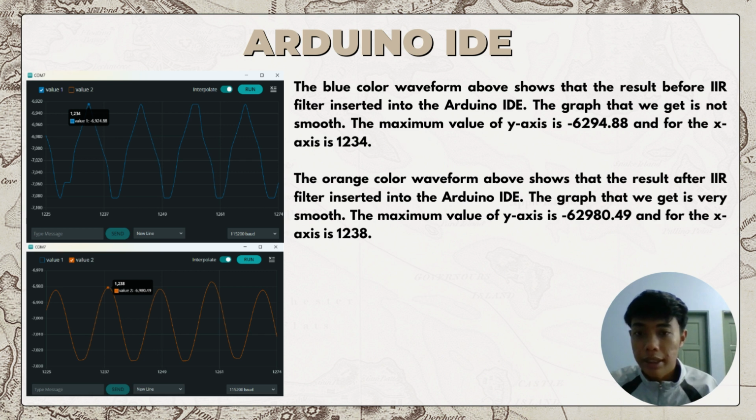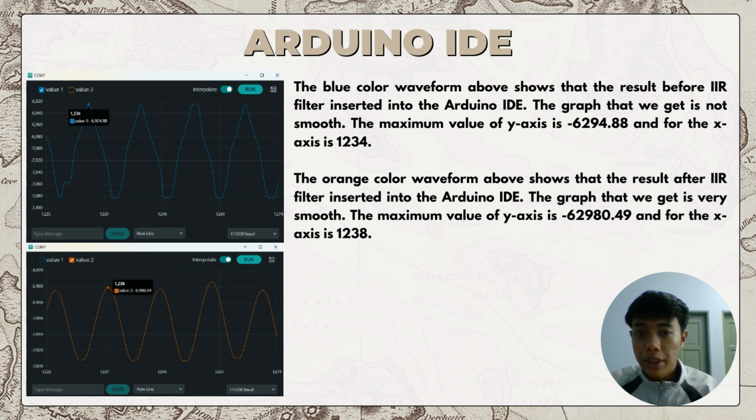Next, the blue color waveform above shows the result before the IIR filter was inserted into the Arduino IDE. The graph that we get is not smooth. The maximum value of the y-axis is negative 6294.88 and the x-axis is 1234.